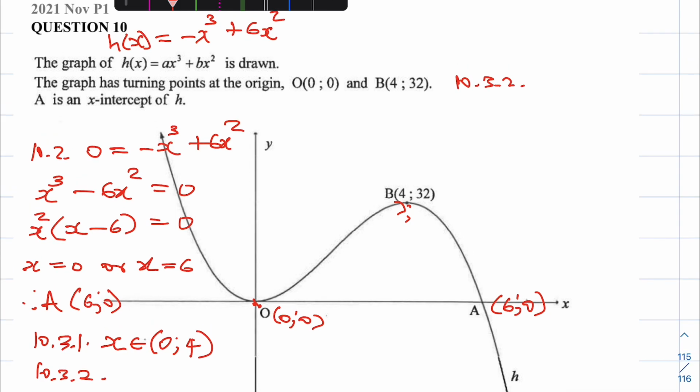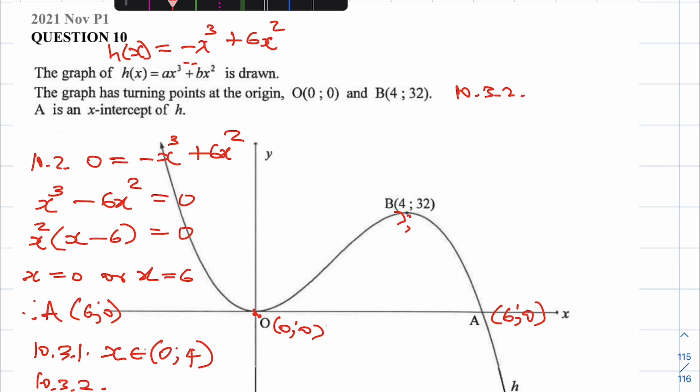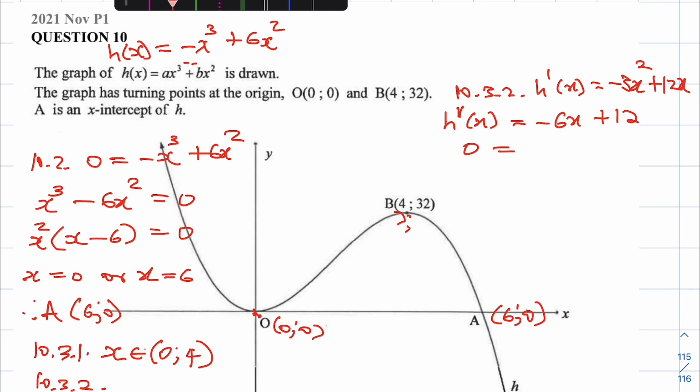10.3.2. First derivative of this is going to be negative 3x squared plus 12x. Then second derivative is going to be minus 6x plus 12. Then you make that equal to 0. Then you have negative 6x plus 12, then you transpose the 6x. You have 6x is equal to 12. So we divide by 6, x is equal to 2.